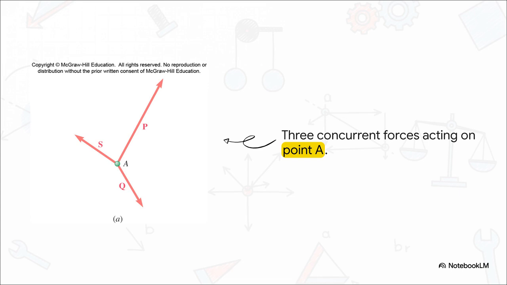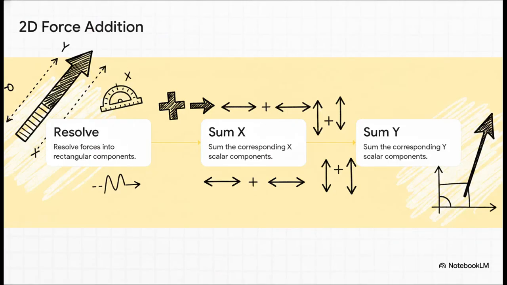Because these forces are coming in from all different angles and aren't parallel, we can't just do simple addition. If we want to figure out the overall effect these three forces are having on that point, we must resolve them into their components using 2D or 3D analysis first. So, here is your golden checklist, your universal rule for 2D force addition.